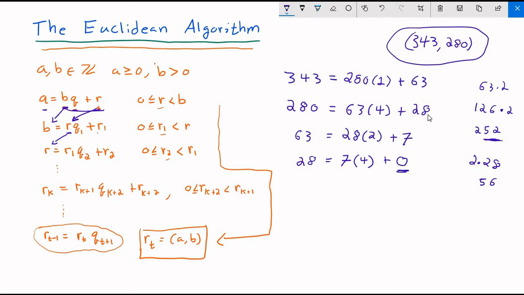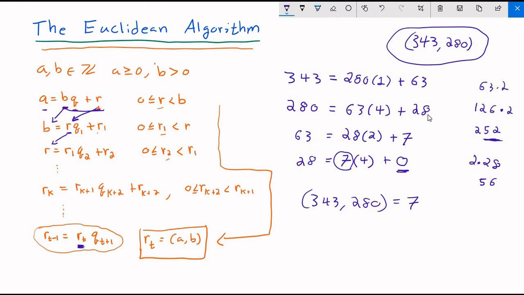And so the theorem is saying that when you get this remainder of 0, it's that r that you have in the final expression that's going to be the greatest common divisor. So in this case, it's 7. So the Euclidean algorithm is telling us that the greatest common divisor of 343 and 280 is 7.